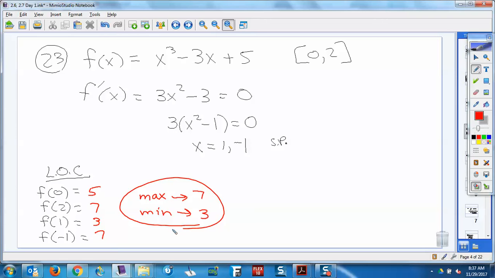Yes, sir? Do you need to do F of negative 1? No. Great question. Do you need to do F of negative 1? No. So that was, matter of fact, what if F of negative 1 would have come out 8? And then I would have put 8 as my answer. I would be wrong, wouldn't I? Because it's not in that interval.